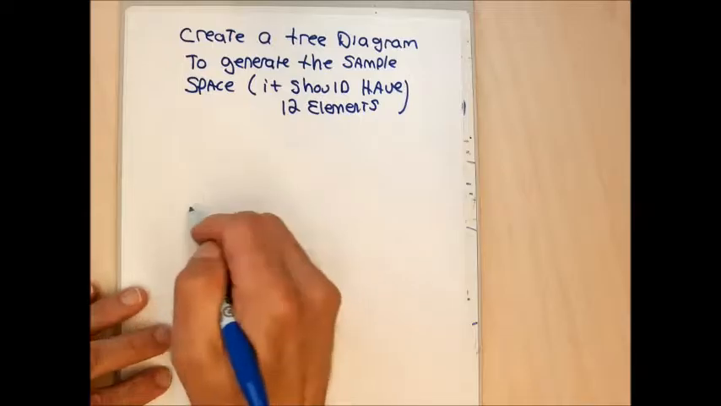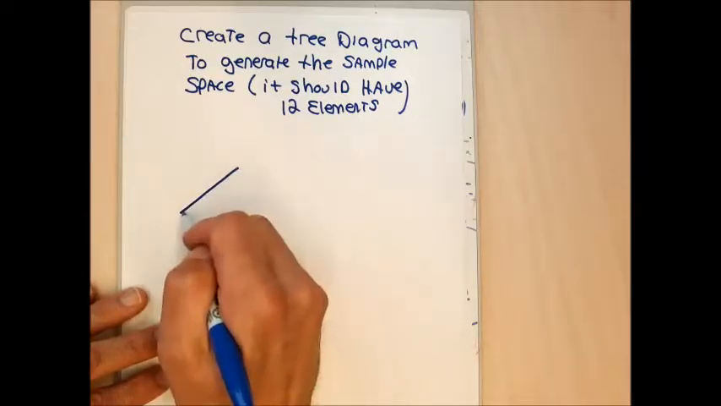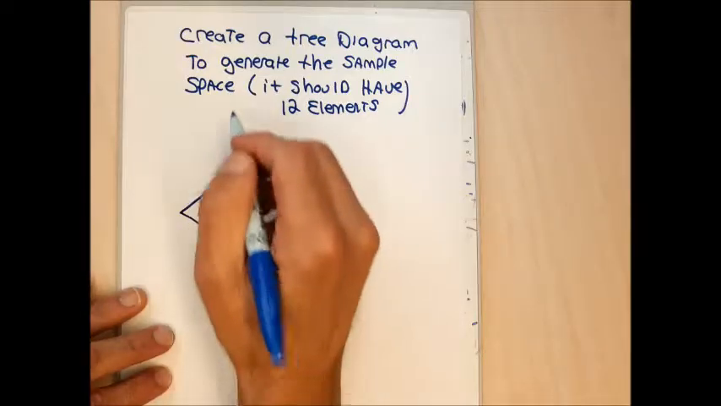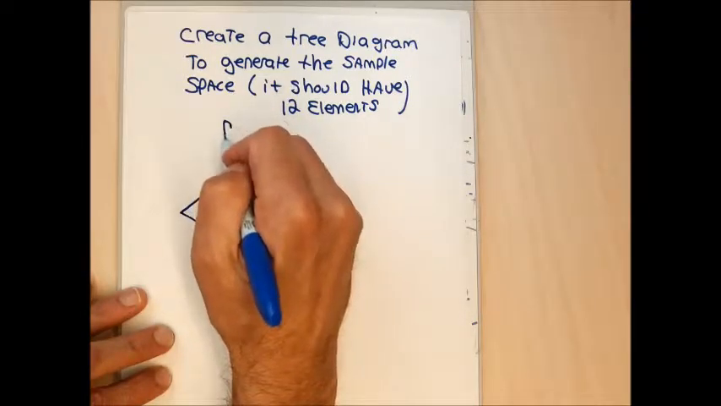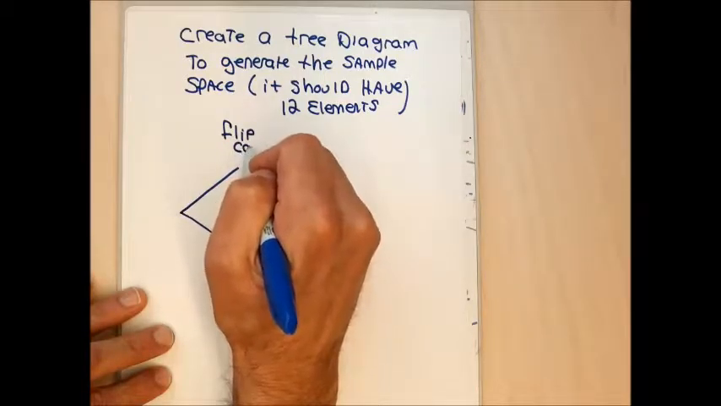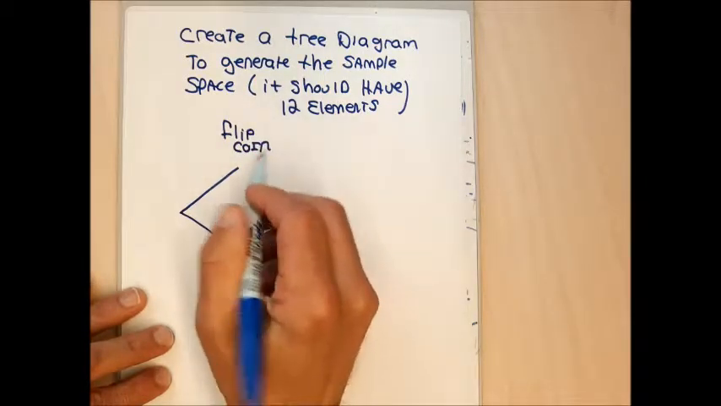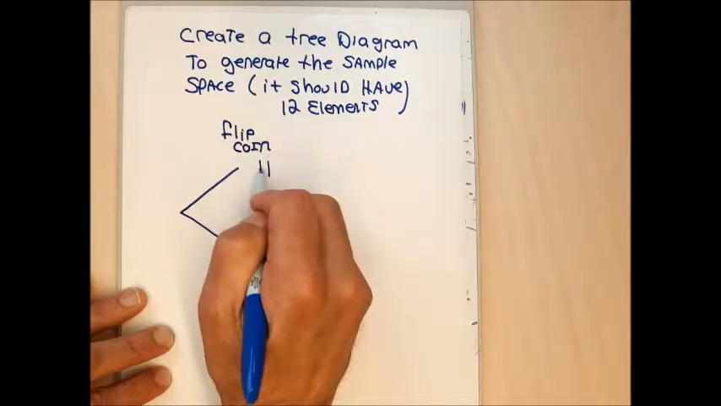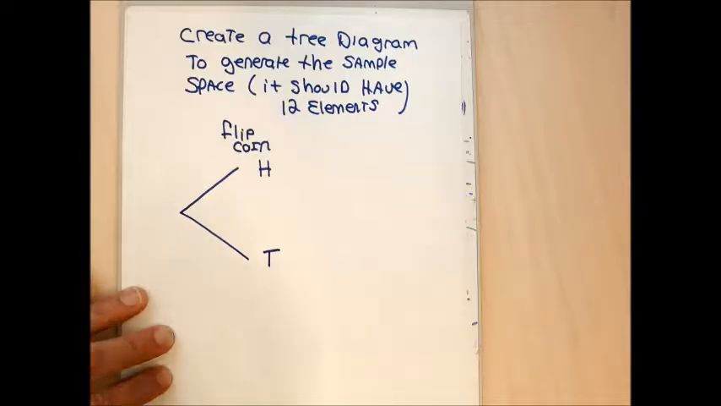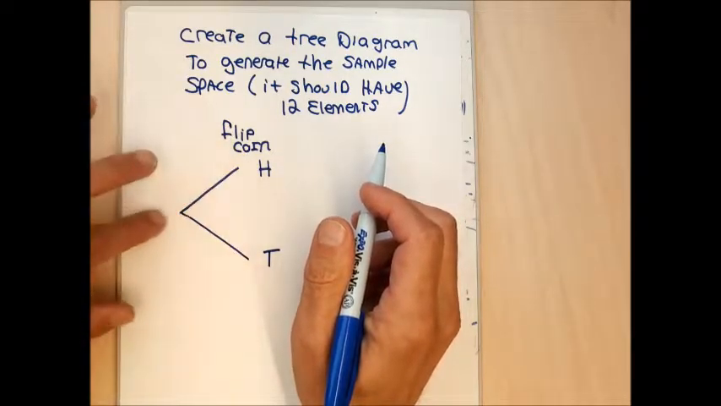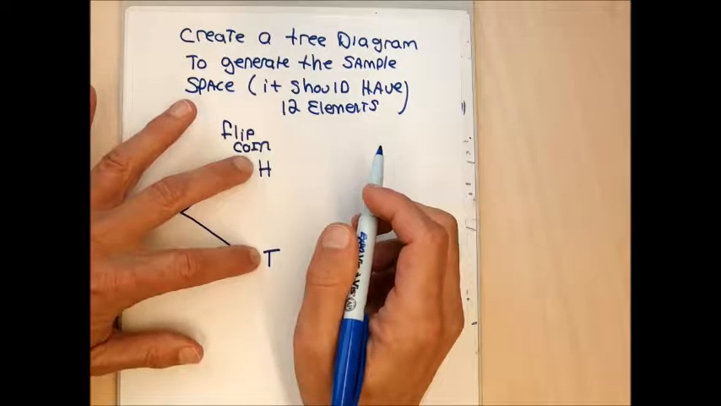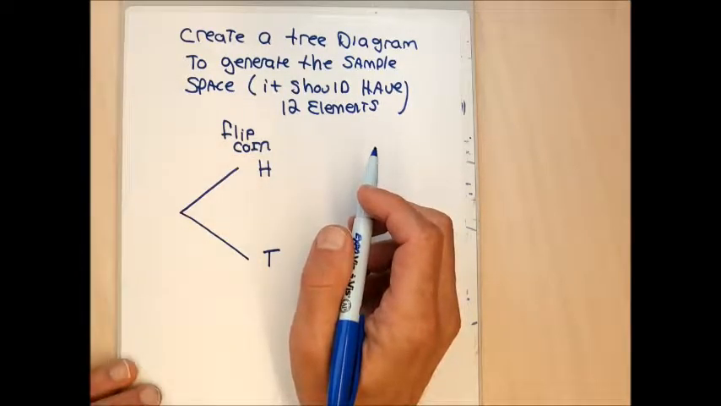And the first thing I'm going to do is make a sideways, I guess that's more like a less than sign. My first experiment is flipping a coin. When I flip that coin, there are 2 possible outcomes. It could come up a head, or it could come up a tail. I made 2 lines from my initial point because the first experiment had 2 possible outcomes.